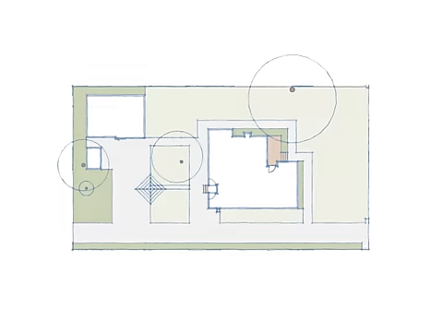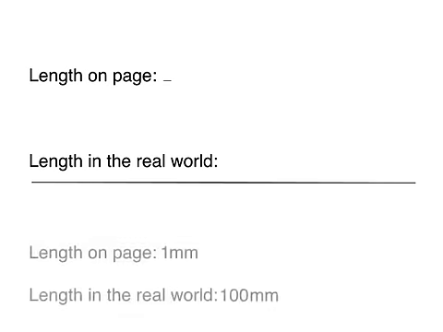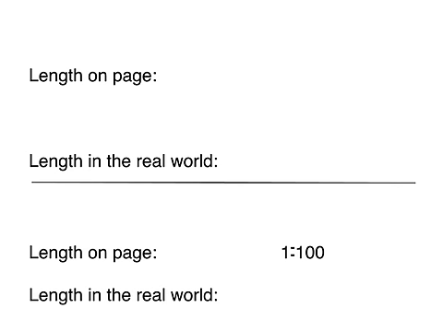A better way of doing this is to say that 1 millimeter on the page represents a longer length in the real world, for example, 100 millimeters. This is then a scale of 1:100. To work out what scale to use for your site plan, take the length and the width of your section and divide these by the size of the paper you're going to use. For this example, we're going to draw the plan on a piece of A3 paper. A3 paper is 420 millimeters by 297 millimeters.